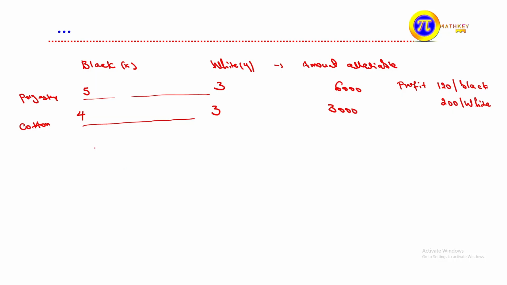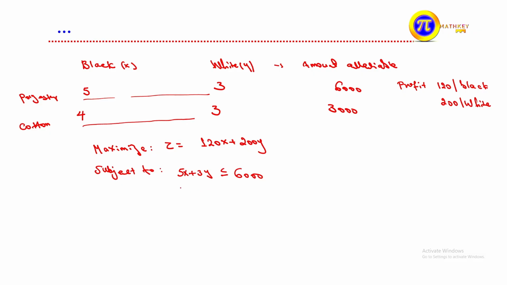So our objective function says maximize profit, which is, let z equal 120x plus 200 times y, subject to the constraints. When it comes to constraints, subject to the total sum used for black and white in case of polyester must be less than or equal to 6000. This means 5 times x plus 3 times y is less than or equal to 6000.